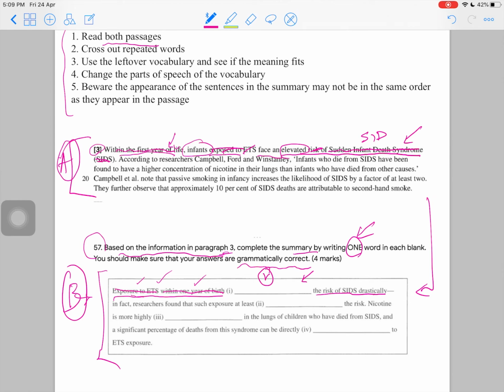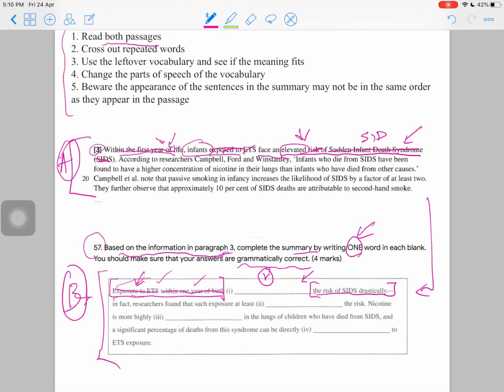It is a verb you need. This is something, a verb, the risk. Okay, what about the risk? So being exposed to ETS within 1 year of birth. Verb, the risk. Okay, so within the first year of life, infants exposed to ETS face an elevated.